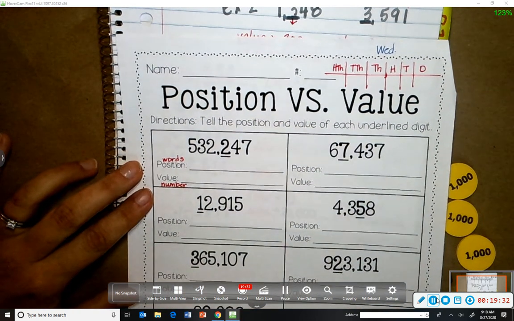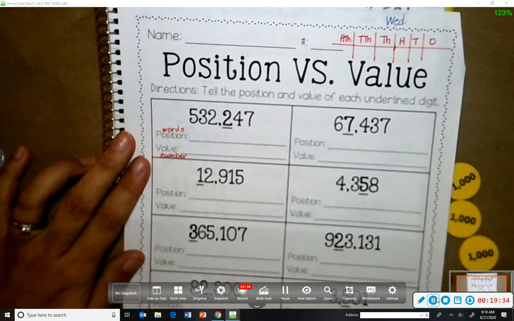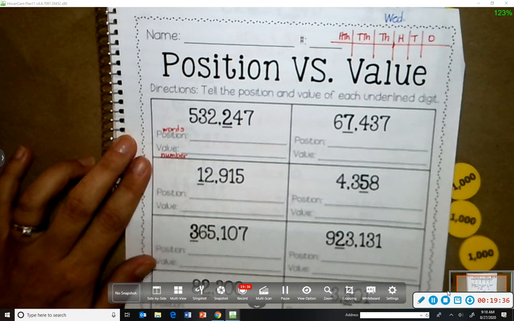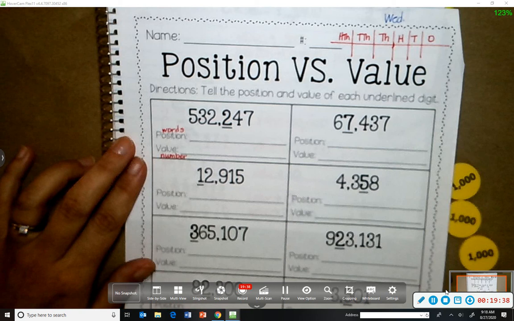Okay, now go ahead and find this assignment in Seesaw and make sure that you have copied all your notes down in your math notebook.